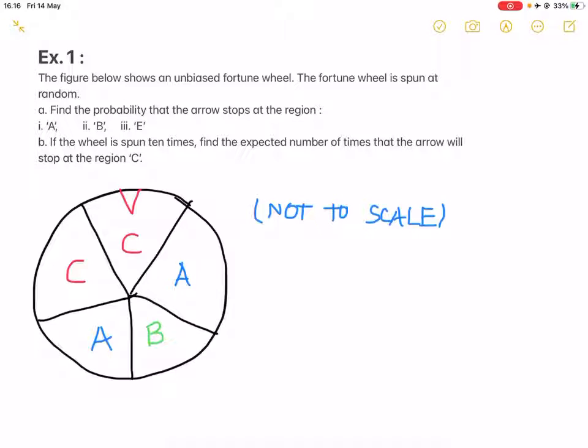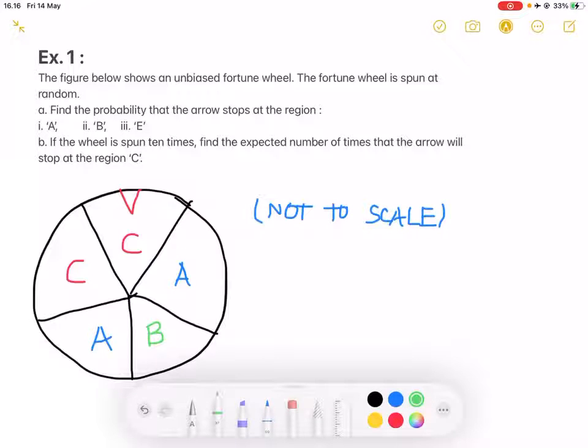Alright, so here's example 1. The figure below shows an unbiased fortune wheel. The fortune wheel is spun at random. So as you can see here, although this is not to scale, we have 5 different regions, each marked with different letters. So the letters are written from A to C.